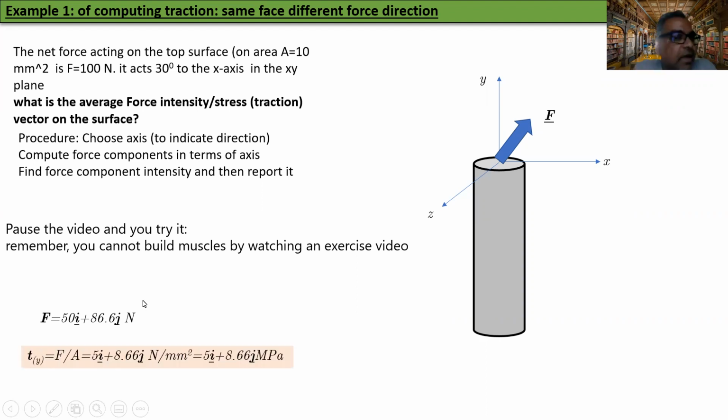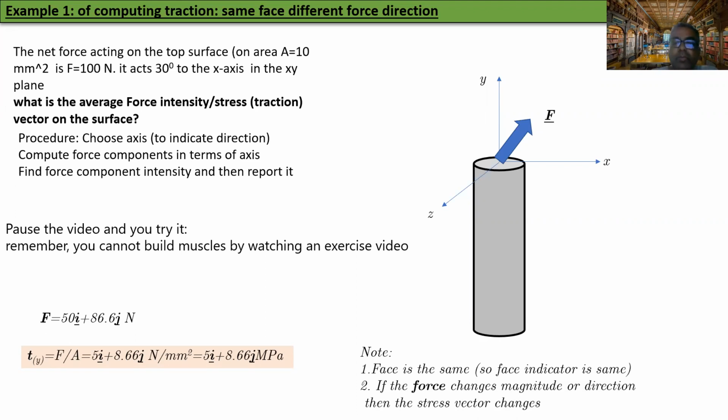The area is, again, just 10 millimeters squared. So force over area is given by 5I plus 8.66J Newton per millimeter squared, or 5I plus 8.66J MPa. So I want you to understand that traction vectors, force vectors are always vectors. So the phase indicator is the same as before, but because the force was different, the net traction vector was different. Okay. If the force changes magnitude or direction, then the traction vector will change.